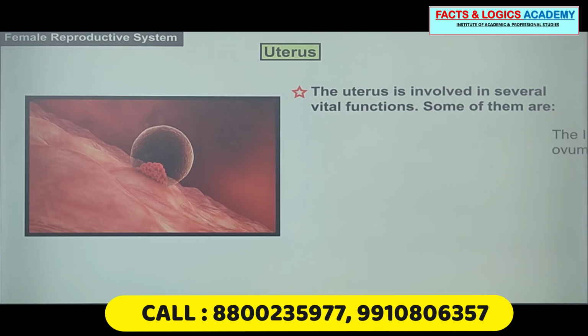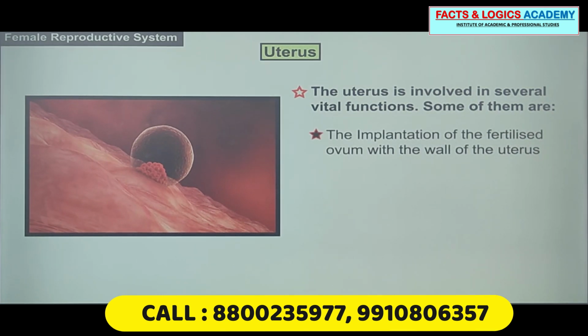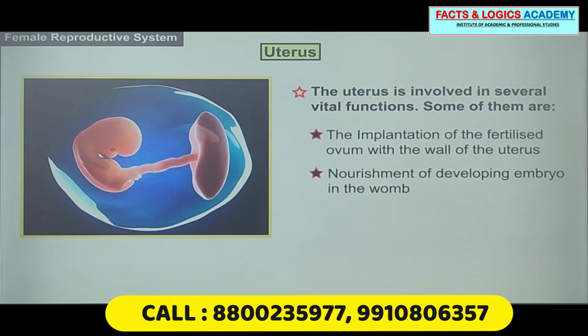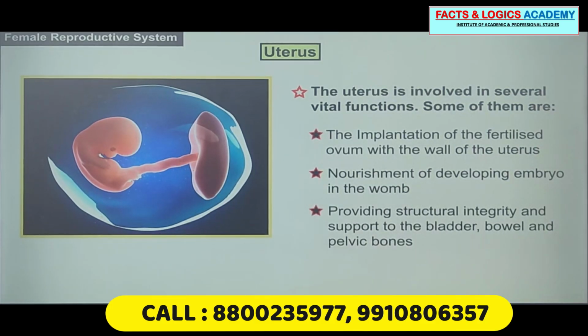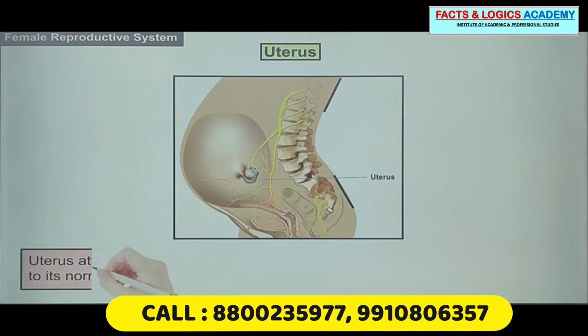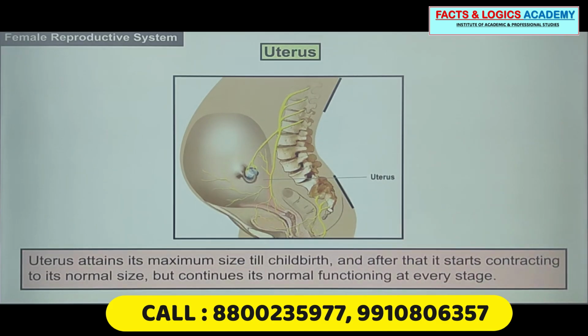Some of them are implantation of the fertilized ovum with the wall of the uterus, nourishment of the developing embryo in the womb, providing structural integrity and support to the bladder, bowel, and pelvic bones. You will be surprised to know that the uterus attains its maximum size till childbirth, and after that it starts contracting to its normal size, but continues its normal functioning at every stage.